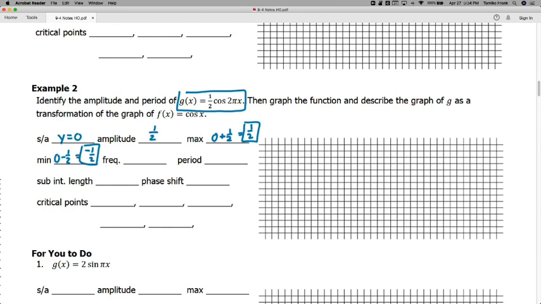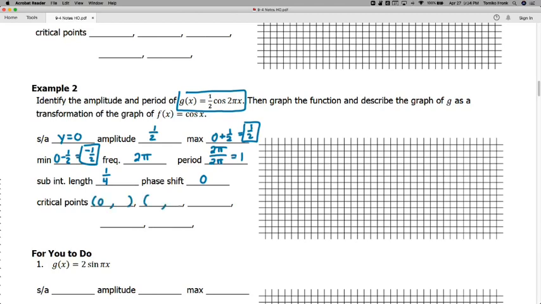Our frequency is the number in front of x. So if we take a look at this function, 2 pi is what is sitting in front of the x variable. And our period then is always the standard period 2 pi divided by the frequency. So our period here is 1. Our subinterval length is always the period divided by 4. And our phase shift is 0. We're not adding anything to x. We're just multiplying that. That's the frequency when we multiply to x. The phase shift would come when we add or subtract values from x.